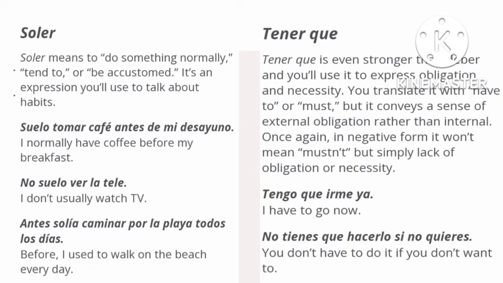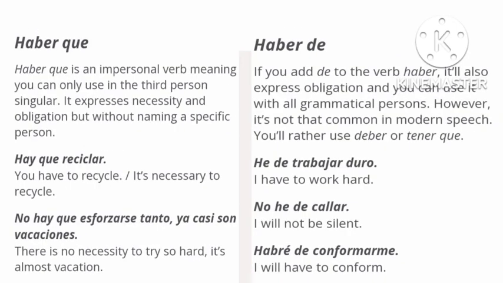The next one is tener que. Tener que is even stronger than deber, and you'll use it to express obligation and necessity. You translate it with have to or must, but it conveys a sense of external obligation rather than internal. The next one is haber que. Haber que is an impersonal verb, meaning you can only use it in the third person singular. It expresses necessity and obligation but without naming a specific person.